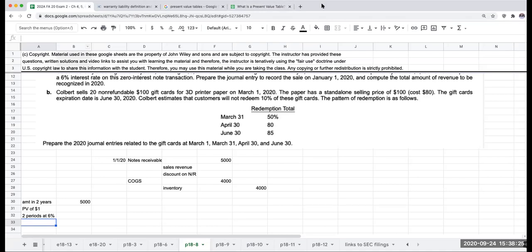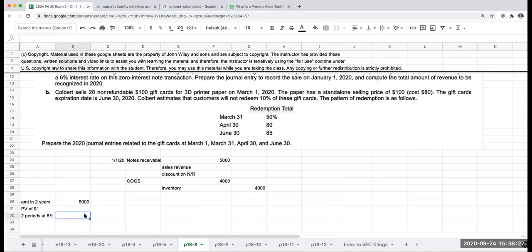So the value of this today is going to be 5,000 times 0.89. So my present value is going to be 4,450. So I will record sales revenue of 4,450. Now, the important thing here is that the difference is going to be this discount on notes receivable, or 5,000 less the 4,450 that I recorded as sales revenue, and then that's going to be my discount. Okay.